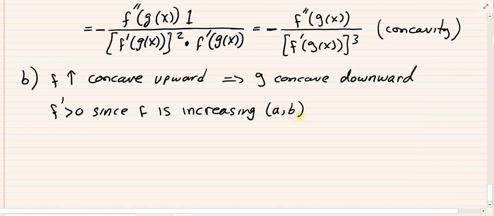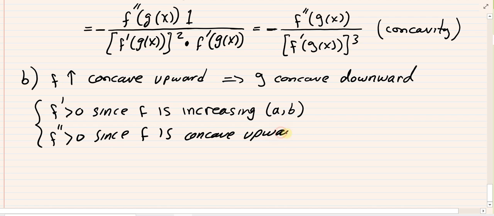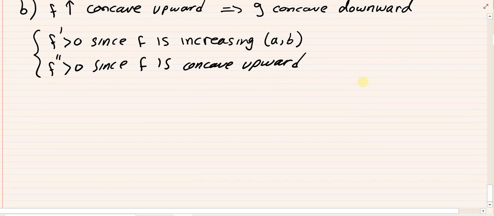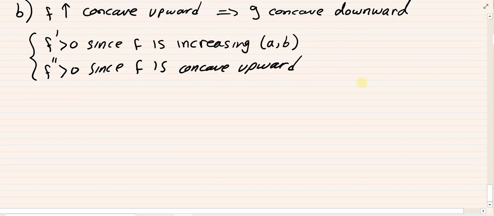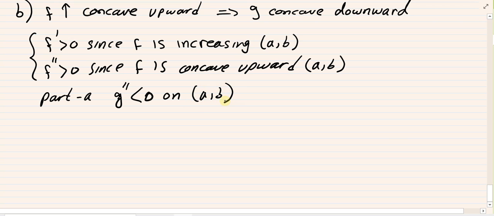Okay. Now, the graph of f is concave upward, right? We were told that. F double prime will be positive since f is concave upward. Again, both of those were given, but we're looking at the consequences of that given information. So they're upward, again on that same interval from a to b. So in part A, therefore we see that g double prime is going to be less than 0 on the interval from a to b, right?